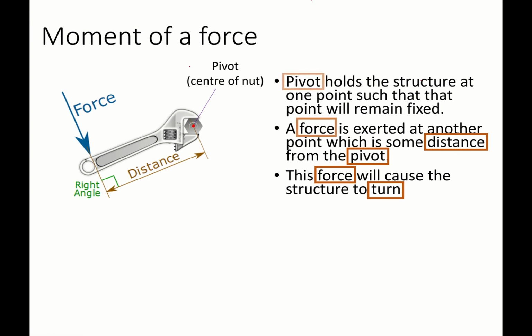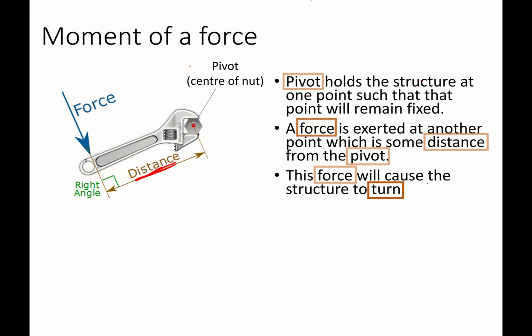The other thing that is needed for turning effect to happen is actually the force. And the force has to be exerted some distance away from the pivot. And that's why you have this distance here. It has to be some distance away from the pivot. And this force will actually cause the structure to turn. So as long as I continue to exert this force, the structure will continue to turn.